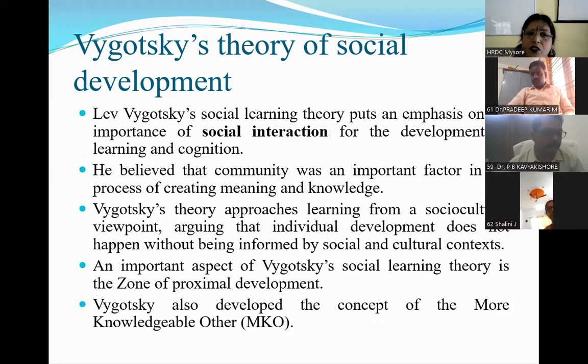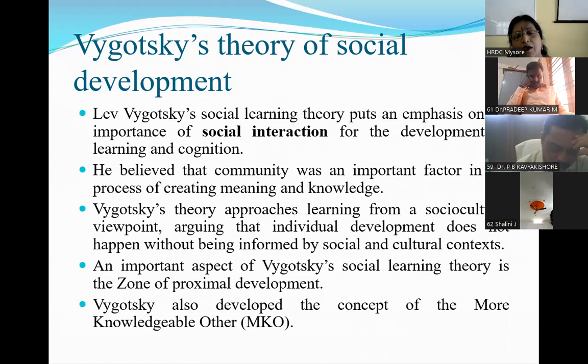Lev Vygotsky's social learning theory puts an emphasis on the importance of social interaction for the development of learning and cognition. He believed that community was an important factor in the process of creating meaning and knowledge. Vygotsky's theory approaches learning from a socio-cultural viewpoint, arguing that individual development does not happen without being informed by social and cultural contexts. An important aspect of Vygotsky's social learning theory is the zone of proximal development, where the child moves from an area where he doesn't know to an area where he has learned something with the help of MKOs, that is more knowledgeable others.